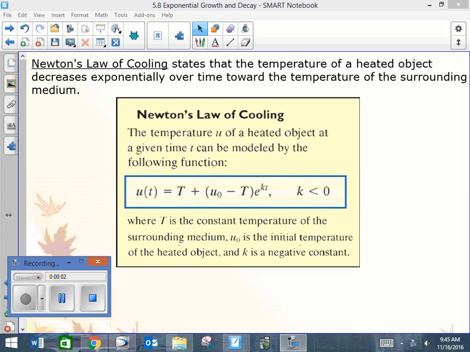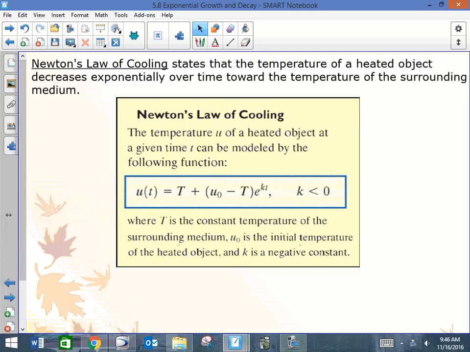Okay, so Newton's law of cooling, there is also a law of heating. It's the same thing, we're just going a different direction. You can think of cooling as negative heating, kind of a weird concept, but same idea. Okay, so we are going to talk about all the different variables.